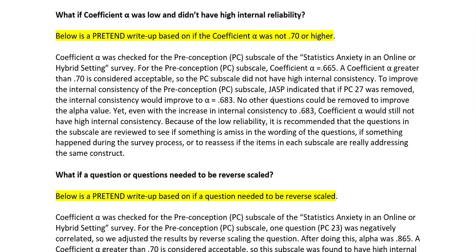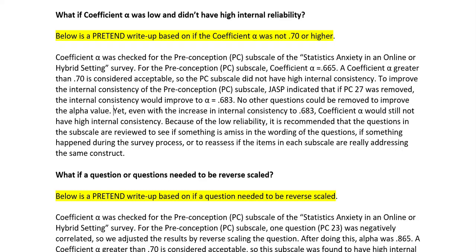Now this is important because what you would do, once you got that initial 0.683, is use the if item dropped table to see how high you can go. So you would just keep using the if item drop table to keep removing items until you got the highest Cronbach's alpha value that you could. In this case, there was only one item, PC27, that could be removed. You then need to indicate that no other questions could be removed to improve the alpha value.